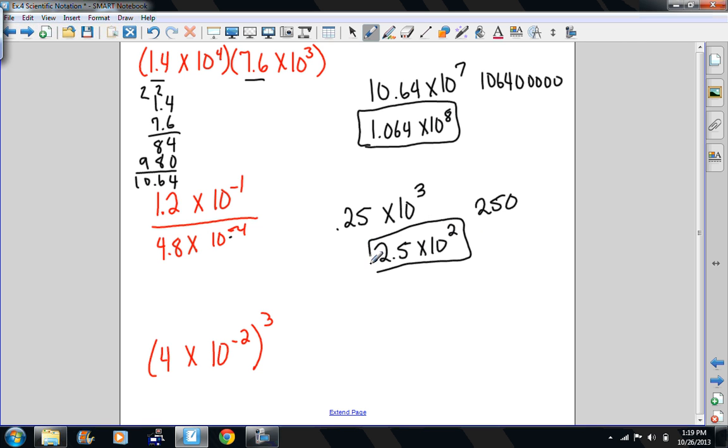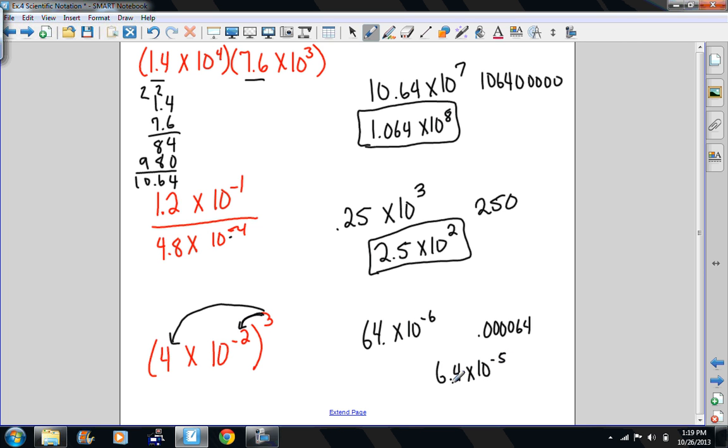Once again, if you wanted to just multiply these out the long way, you could, but the shortcut's beneficial sometimes. This one, we're going to distribute the exponent into both of these. 4 cubed is 64 times 10 to the negative 6, because we multiplied. So then decimals there, so our regular number is 0.00064, or 6.4 times 10 to the negative 5th.